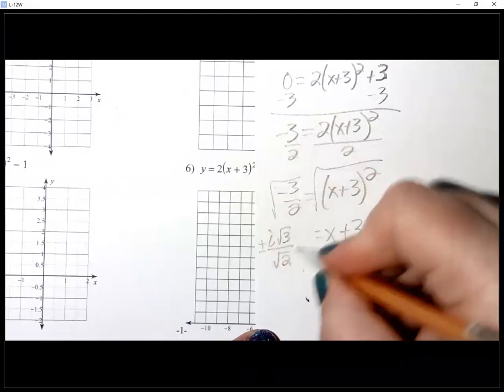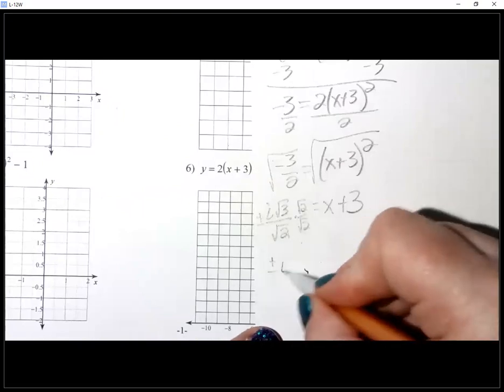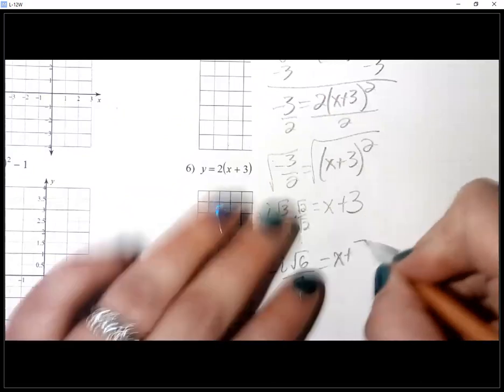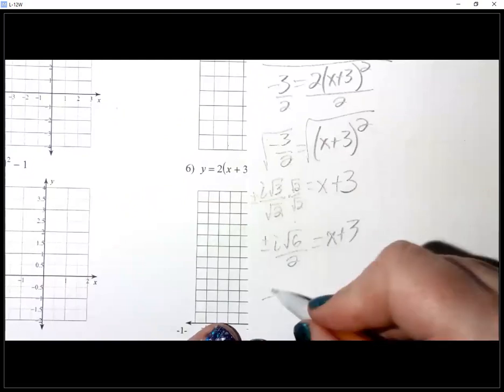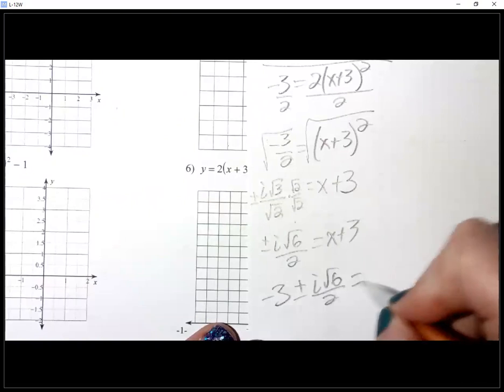Yes, multiply top and bottom by root 2. And that gets me plus or minus i root 6 all over 2 equals x plus 3. And then I'm almost done. All I gotta do is minus that 3 to the other side. And then I'm home free. Negative 3 plus or minus i root 6 all over 2 equals x. Yes.